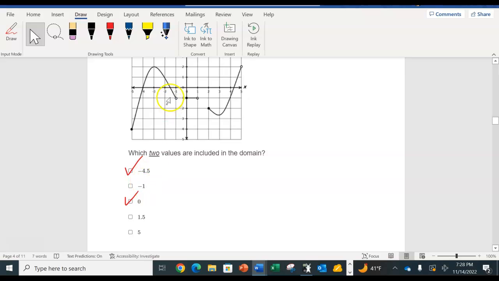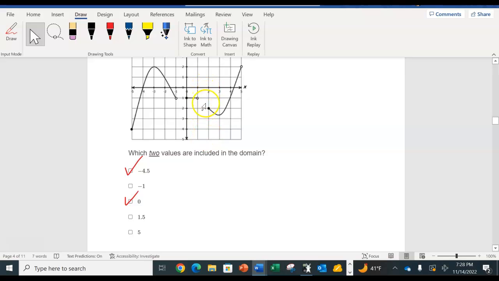Look at -1. There is a point there, but it's an open circle. Open means it's not included. So -1 is not included in the domain. That x is not included. All right, 0. 0 has a dot there that is solid. Remember, the solid dot means it is included, so we check that one.